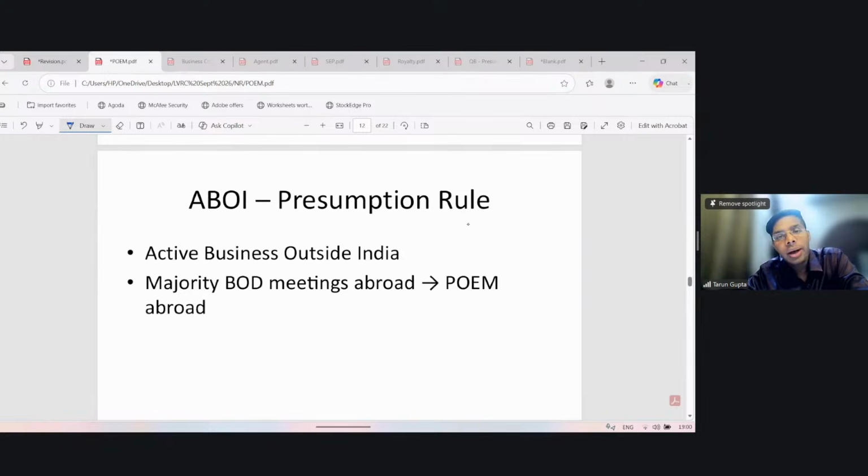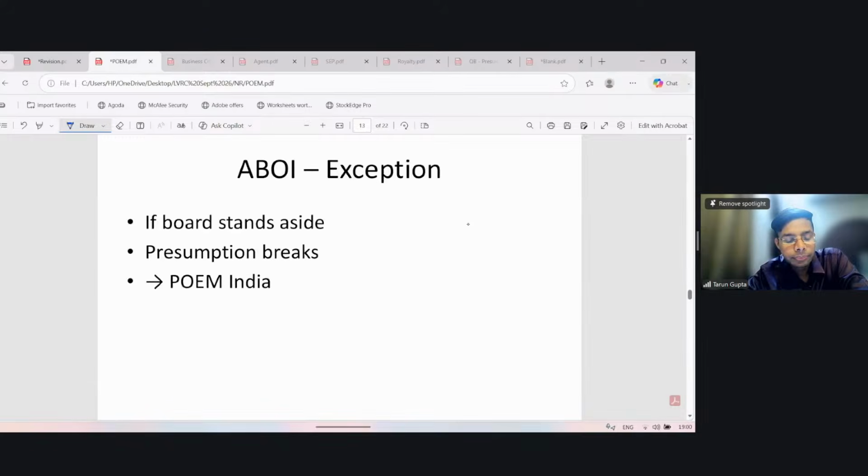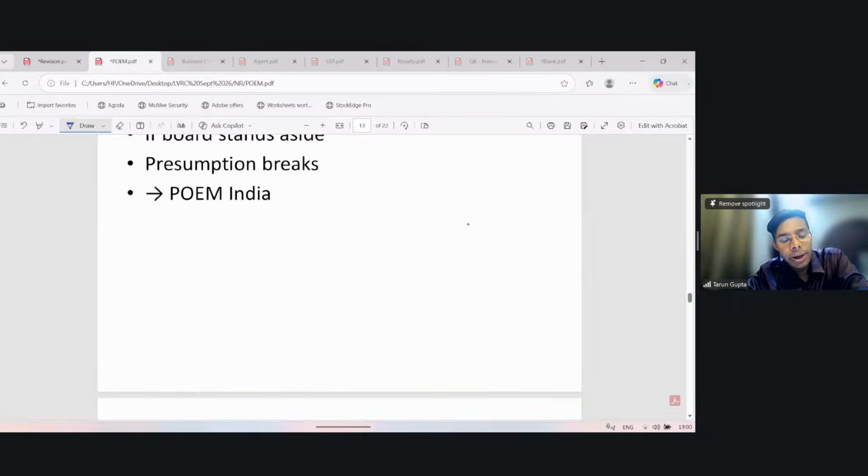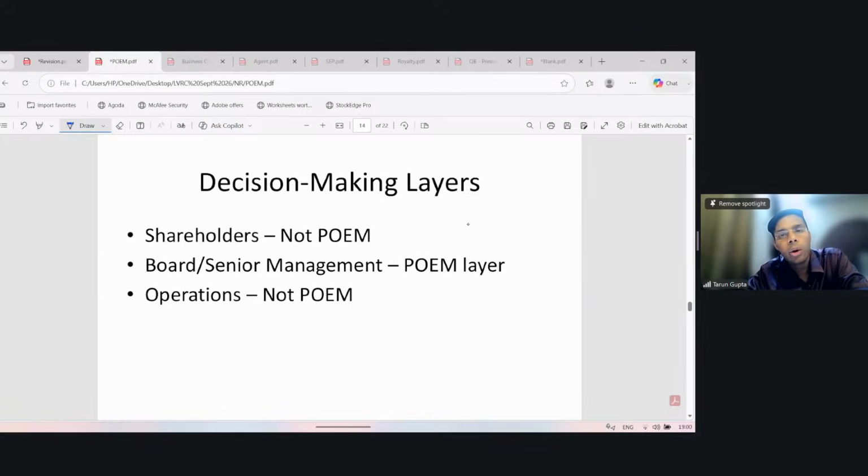If there is active business outside India, and the majority of board meetings are held abroad, then POEM is outside India. The exception is when the board is standing aside; then the presumption breaks and POEM shall be in India. Decisions are taken by the Indian holding company or a person resident in India.